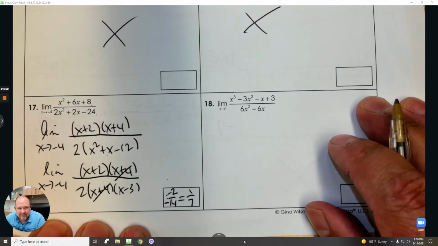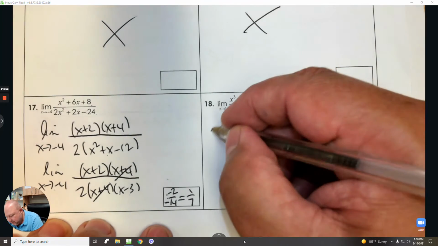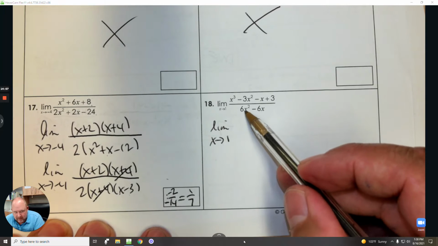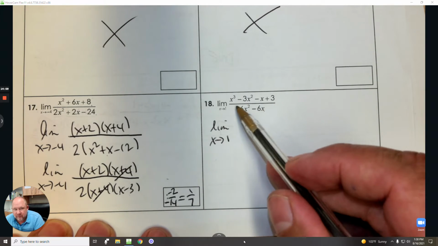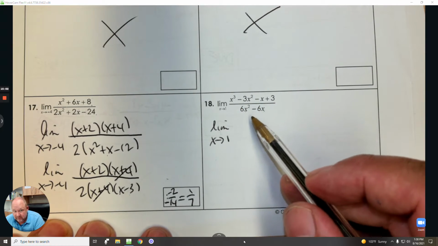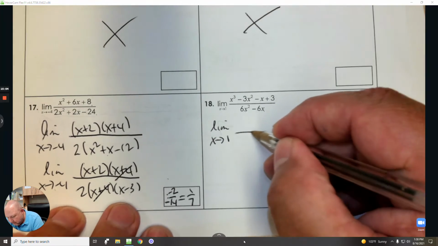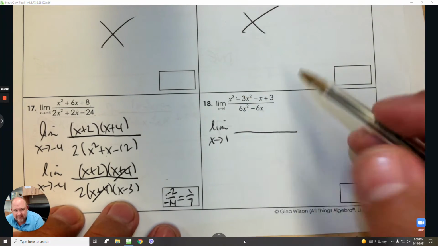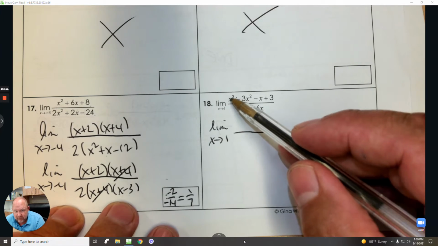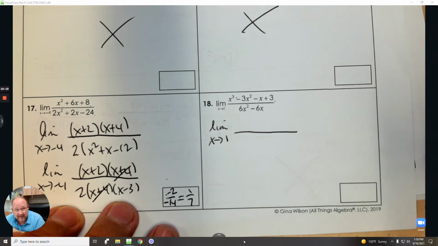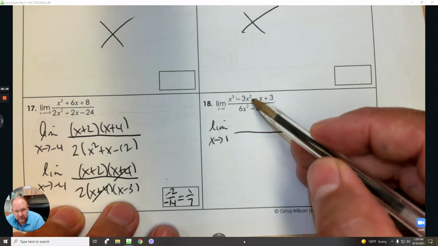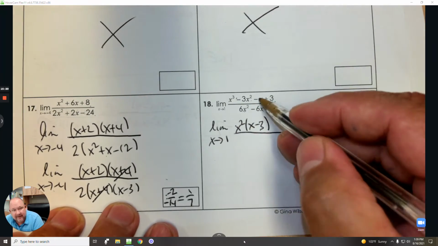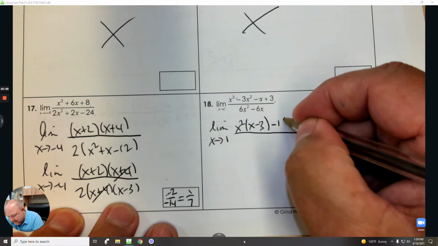Number 18. Again, my first step here is to factor. I do notice if I plug in positive 1, I do get the answer 0 in the denominator. So it is a discontinuity at 1, but we're going to factor and see if you can remove the discontinuity. So when I look at this, it's called a cubic. It has 4 terms. I want to see if I can factor this by grouping. So I'm going to look at the first 2 and factor out an x squared. I'm going to look at the next 2 and factor out a negative 1.